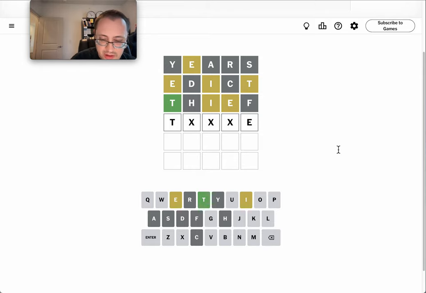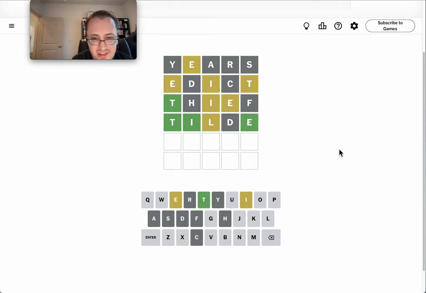Well, I need to try I in some other position. And even though I know D can't be in there, if I put I second, that at least gives me something and it moves the E around. Okay, well, that was moderately helpful. I get an L, which by definition must go fourth. So this is going to be one of those words I probably don't know what it is.